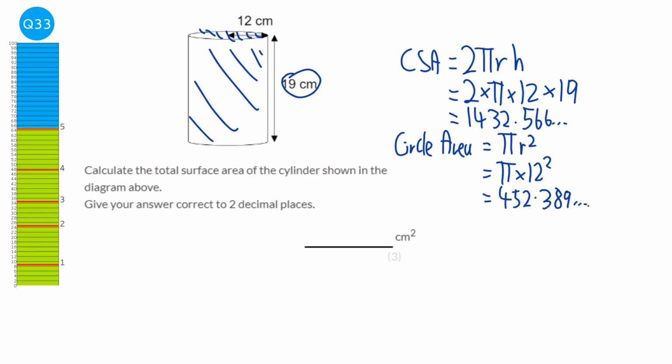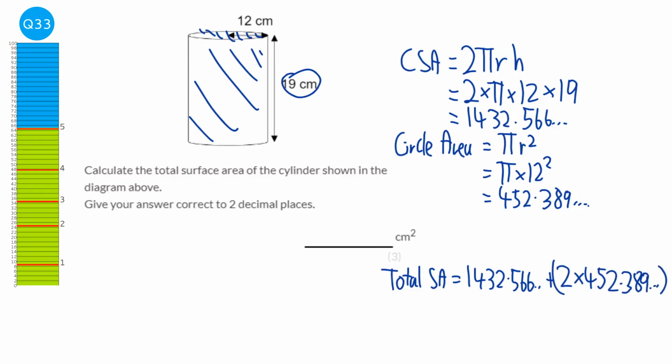Now there are actually 2 circles, so when we work out the total surface area, we add the curved surface area to 2 lots of the circle area, because there's 1 circle at the top and 1 at the bottom, and that gives us 2,337.344, and so on, and to 2 decimal places, that is 2,337.34.